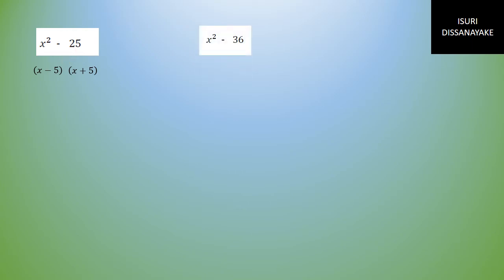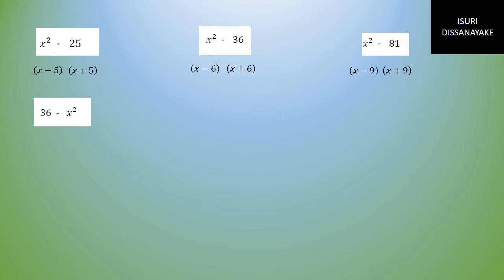X squared minus 36. So here you can see it is (x minus 6)(x plus 6). X squared minus 81, that is x minus 9, because 81 means 9 squared. So we have x minus 9 and here we have x plus 9.